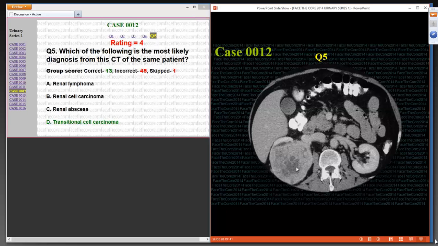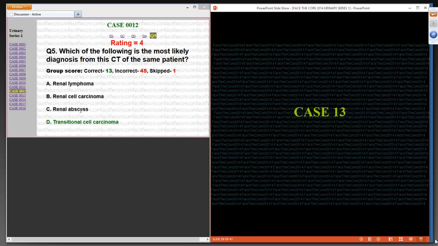Then the question arises, which one is it? Renal cell carcinoma, renal abscess, renal lymphoma? First thing is that even though there is necrosis in the center, there is no abnormal enhancement. So renal abscess is almost out because of that.